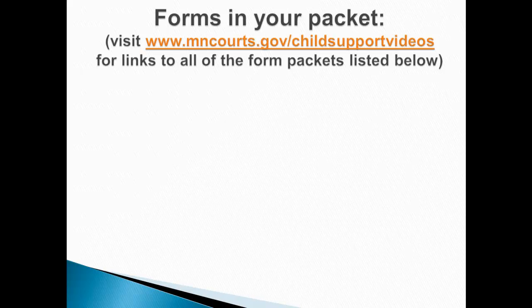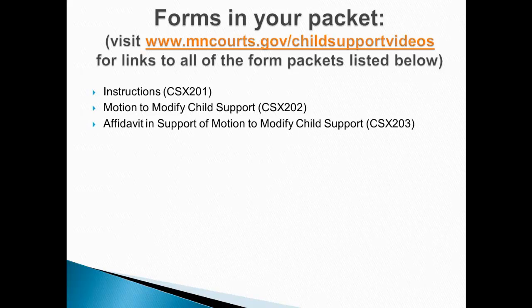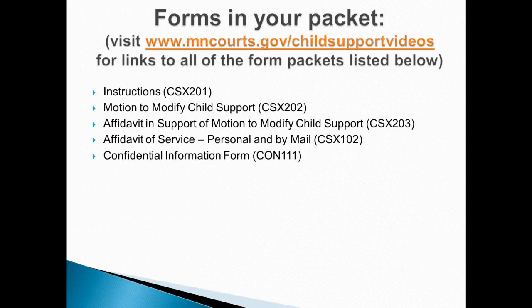You will notice that in the bottom left corner of the form, called the footer, there is a form number for each form. Look at the form numbers to be sure you have the correct forms. The forms include Instructions, CSX 201, Motion to Modify Child Support, CSX 202, Affidavit in Support of Motion to Modify Child Support, CSX 203, Affidavit of Service, Personal and by Mail, CSX 102, Confidential Information Form, CON 111, and Sealed Financial Source Documents, CON 112.